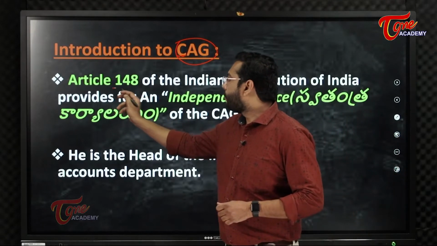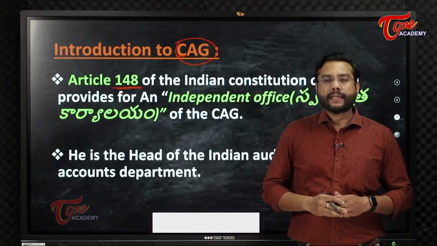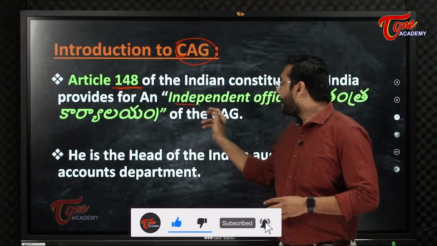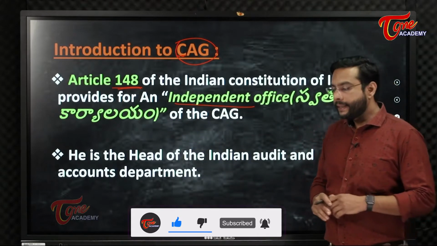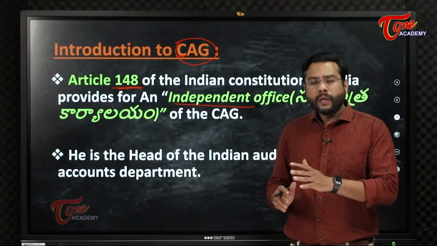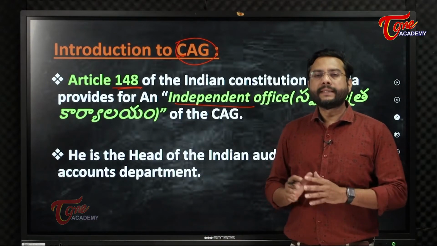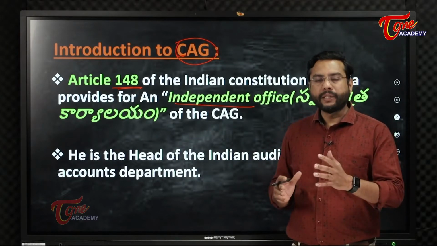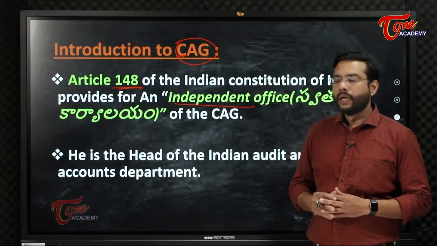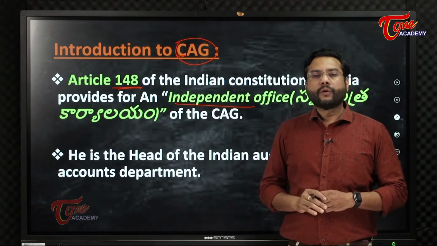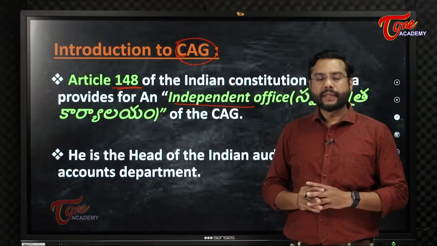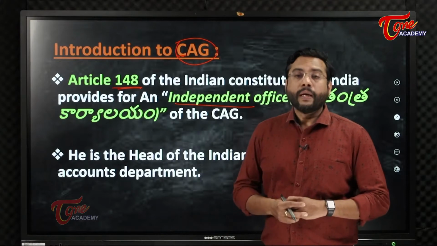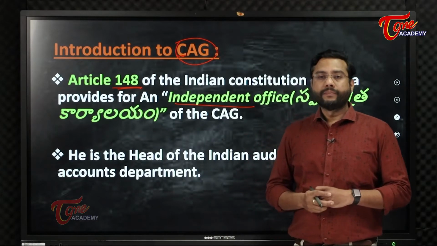Article 148 of the Constitution says that there has to be an office of CAG, that is Comptroller and Auditor General. It is a very independent office. Independent here in the sense that, as we know, there is no minister representing the CAG in the Parliament, or in a democratic system we do not have any minister which represents the office of the CAG. So, the Comptroller and Auditor General of India is an independent office. It's an independent authority under the Constitution, and Parliament has also given a lot of power to the CAG.